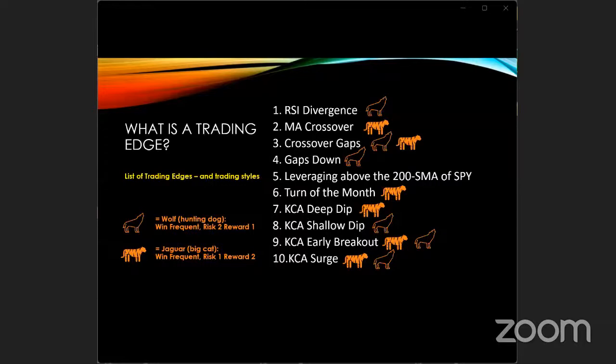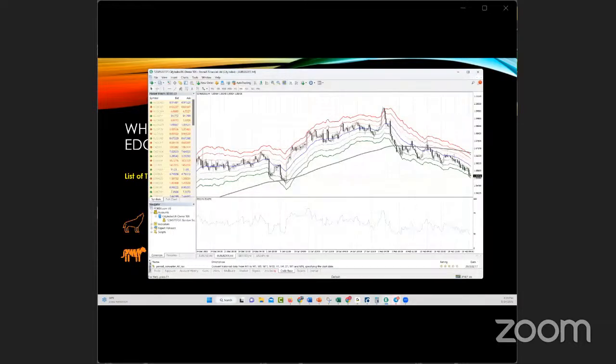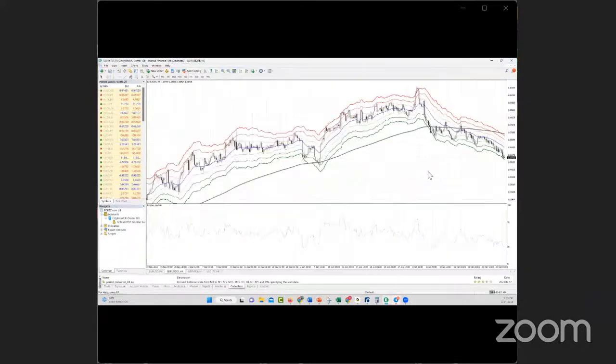I'm going to come back to this slide in a moment, but the first thing I want to do is have a look at the Euro USD pair with my own way that I like to look at the markets with these Keltner channel bands. Okay, and what a Keltner channel band is, is just a marker. It starts with the moving average.